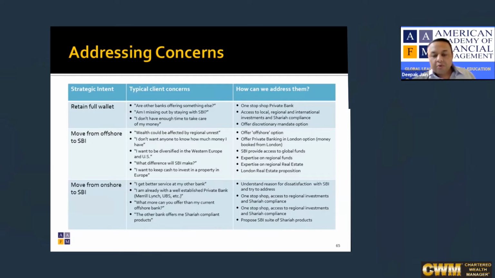So you need to understand their reason for possible dissatisfaction with your current bank or possible concern about shifting to you, and try to address that. You can tell them that you are also a one-stop shop to access both the local and the international options, right? And if there's a product which they want and you have it, you tell them you also have that product with you.